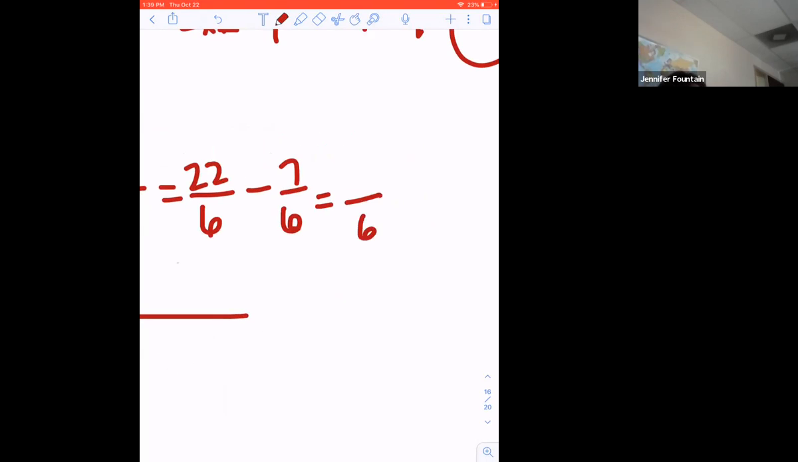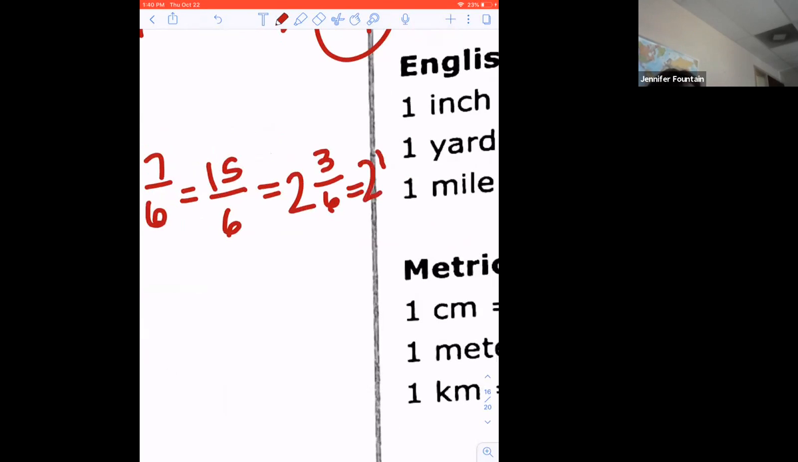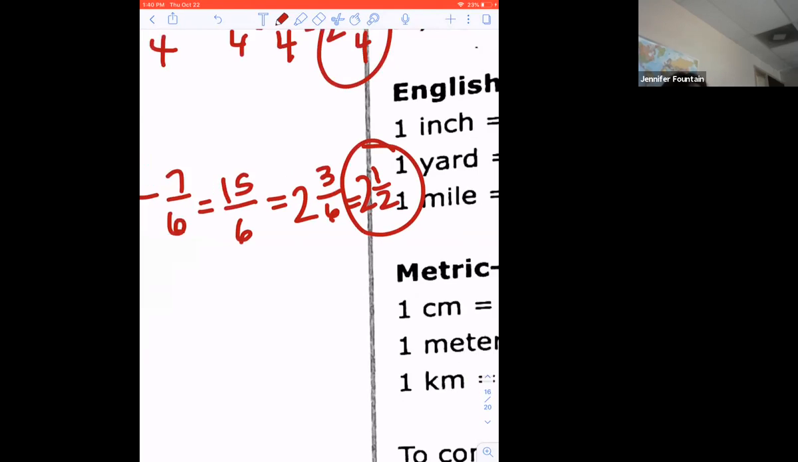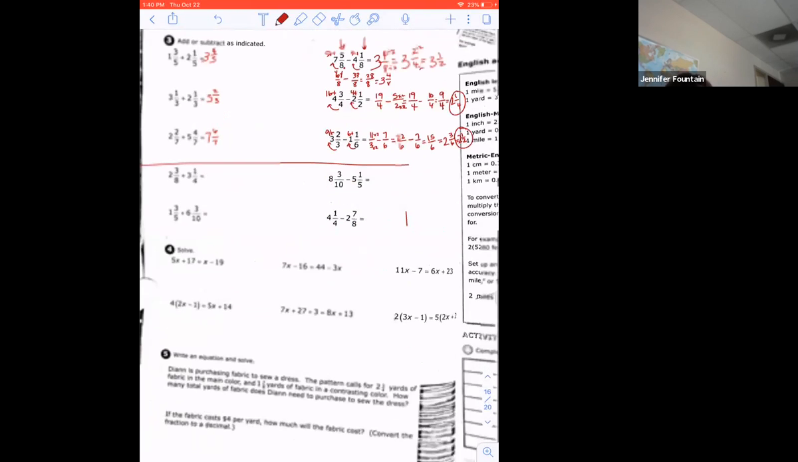I keep my denominator of 6, and then 22 minus 7 is going to give me 15. So I have 15 over 6. 6 will go into 15 2 times. 6 times 2 is 12. 15 minus 12 will give me 3. Denominator of 6. Again, I need to simplify, so that will be 2 and 1/2. Okay? So when you're adding and subtracting mixed numbers, find common denominators if you need to, and then be sure to simplify your solutions.